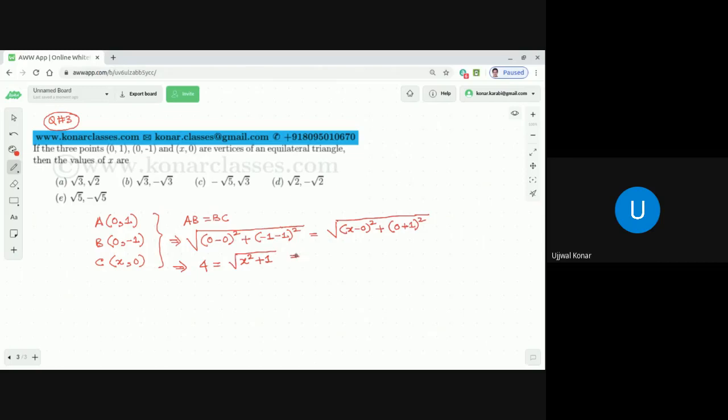So from here we should remove that square root. So it should become 4 equals x square plus 1. So from here we get x square is equal to 3, and eventually we get the value of x is equal to plus minus square root 3. And we get the solution as option B, root 3 and minus root 3. Okay, so these are very simple questions. So I think we should proceed to the next question.